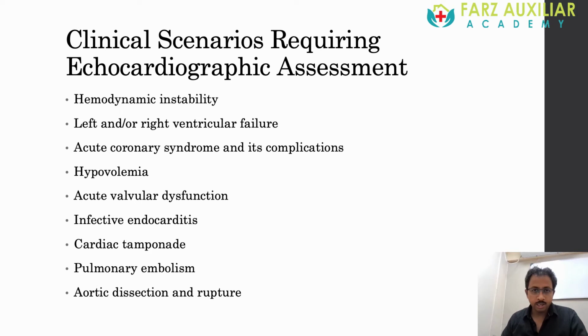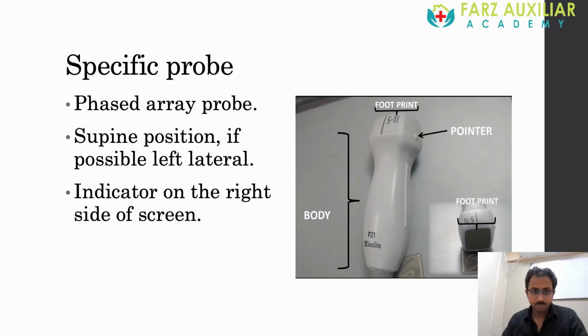Now what are the clinical scenarios where we will use echocardiography? When the patient is hemodynamically unstable, when we are suspecting left or right ventricular failure, when there is a high suspicion of acute coronary syndrome and its complications, the patient is hypovolemic, acute valvular dysfunction, infective endocarditis, to rule out cardiac tamponade, pulmonary embolism, and last but not least, acute dissection and rupture. It's a life-threatening thing. We should detect it early.